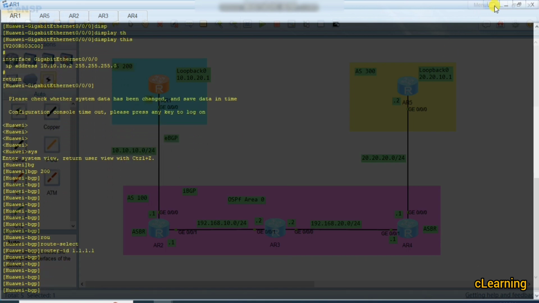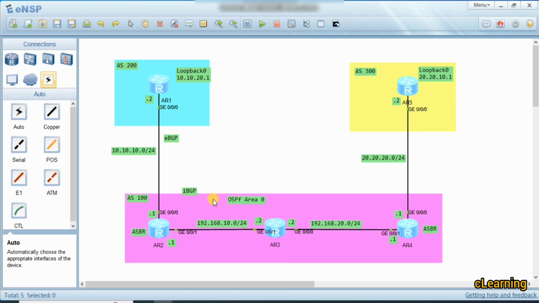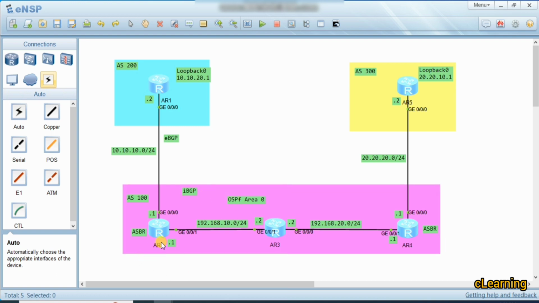There is no iBGP peer in this autonomous system, because this autonomous system contains only one router, so there is no iBGP relationship. But this autonomous system contains three routers, so iBGP relationships are created between these three routers. So here only an eBGP relationship will be created.